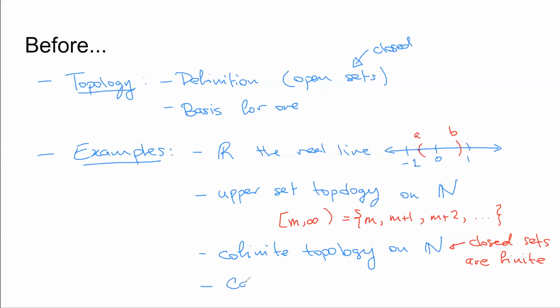And finally, the Cantor set. I don't think I used the name Cantor set in a previous video, but you should recognize this one. It's just all the sequences of zeros and ones. And the basic open sets are those sequences of zeros and ones that start with a given word.